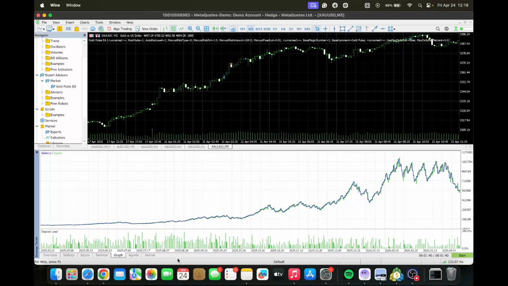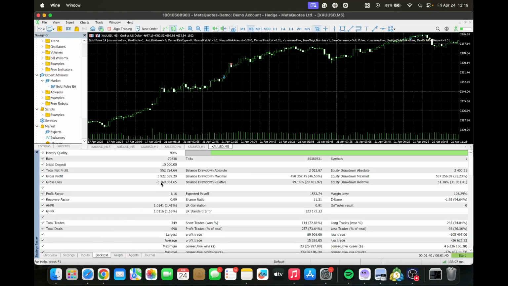Net profit came in over $500,000 on paper, but the profit factor was only 1.16, and max balance drawdown hit 46.5%, and equity drawdown went to 51%. Win rate sat around 73 to 74%, which actually lines up pretty close to what the developer shows. The thing is, those big losing trades, one hit over 100k loss, can wipe out months of gains in a single hit. You know how it is.